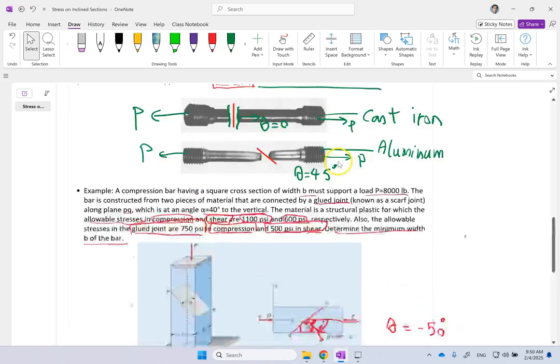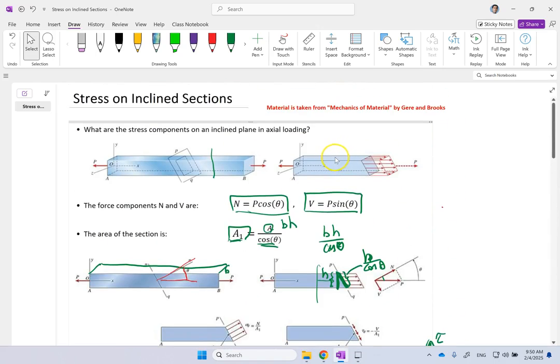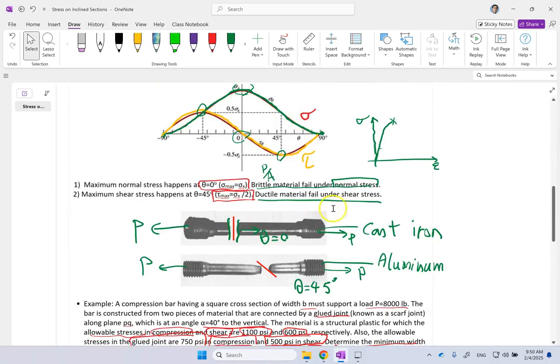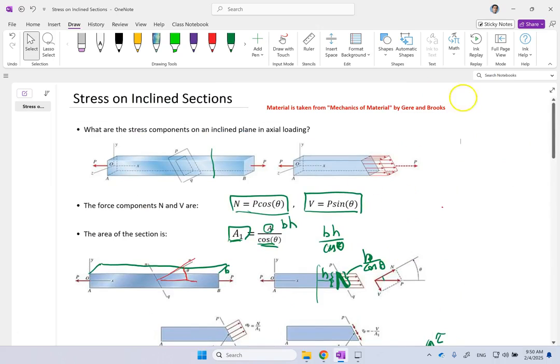So hopefully you learned that stress on inclined surfaces in axial loading is important. We can look at examples, we can look at justifying failures and other applications.